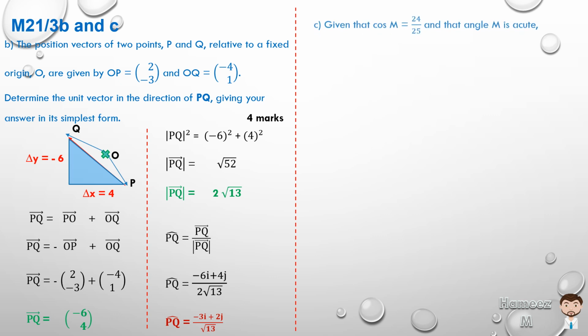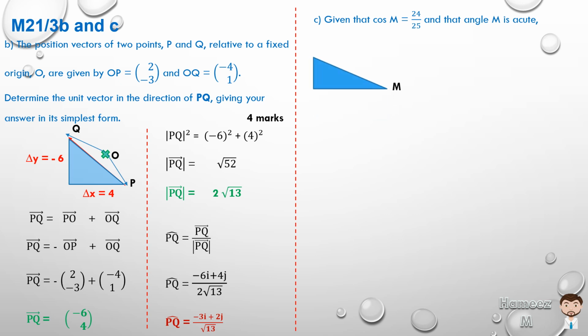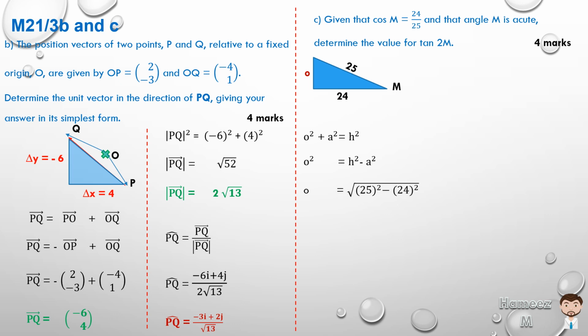Part C. Given that cos M is equal to 24 over 25, and that angle M is acute, we can bring up a little sketch showing a right angle triangle where the adjacent is 24, the opposite is O, we don't know, but we know the hypotenuse is 25. Determine the value for tan 2M. So if O squared plus A squared is equal to H squared, we can use Pythagoras' theorem in order to work out O. Then O squared is H squared minus A squared, which is 25 squared minus 24 squared. So O squared is 625 minus 576, which is 49. The square root of 49 is 7. So O, the opposite, is 7.